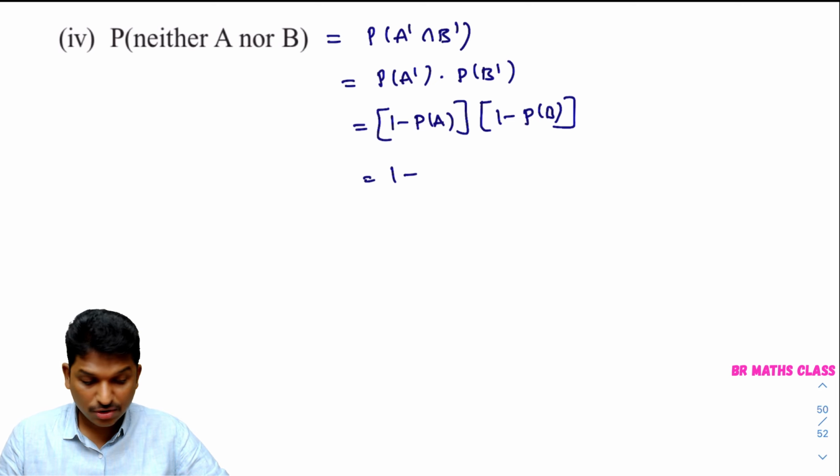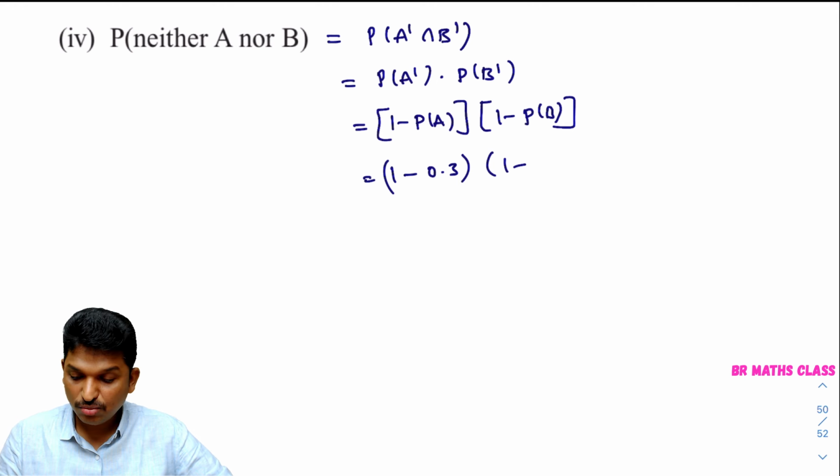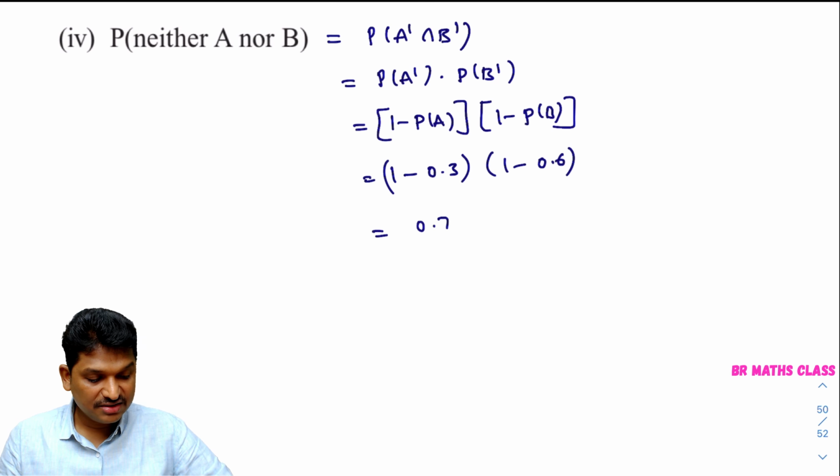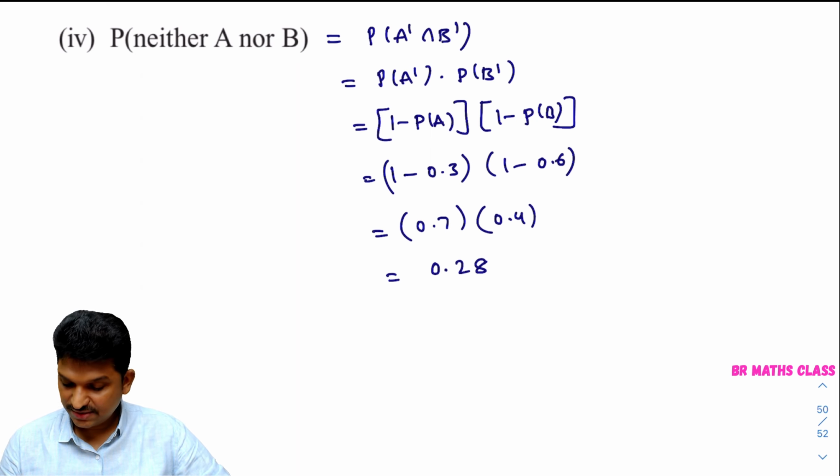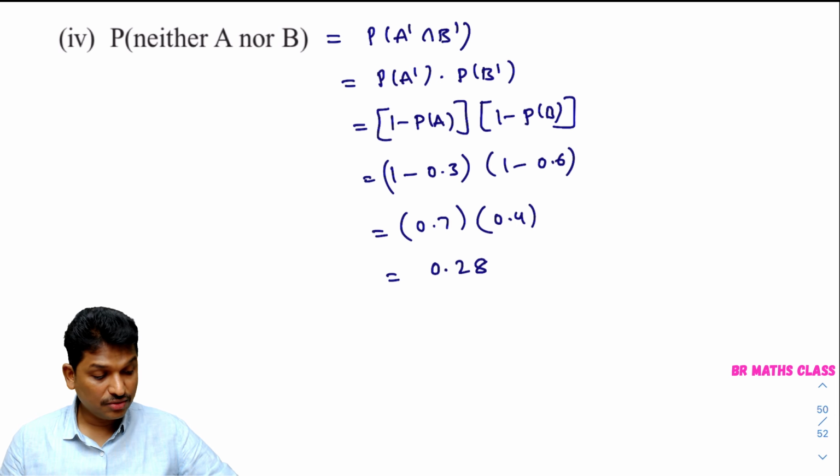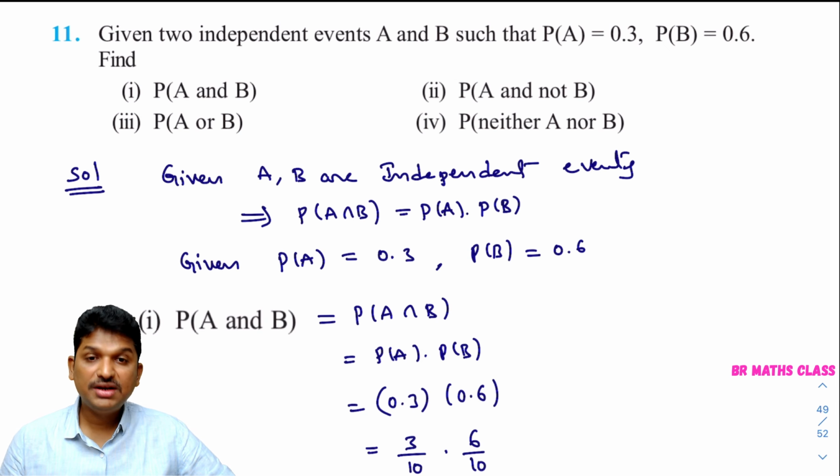What they have given in the question, probability of A, they have given it as 0.3, into 1 minus probability of B, they have given it as 0.6. 1 minus 0.3 is 0.7. 1 minus 0.6 is 0.4. 0.7 into 0.4 is 0.28. Right. So with this we completed the 11th question.